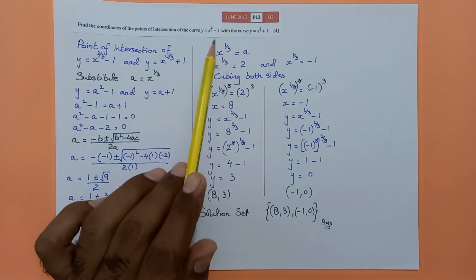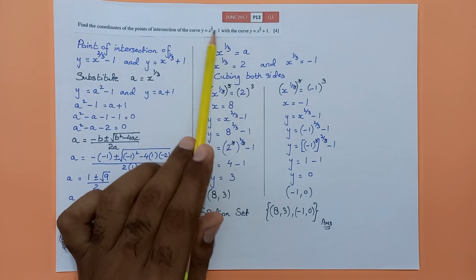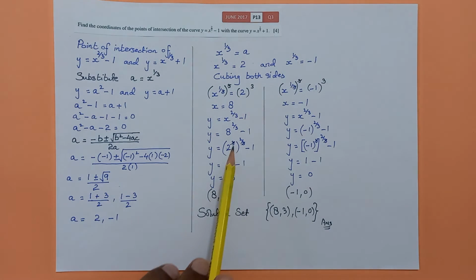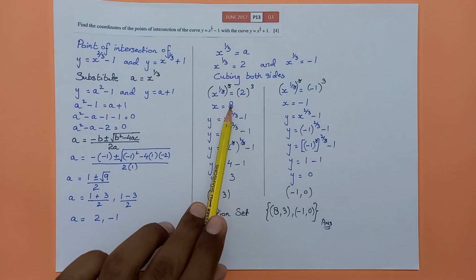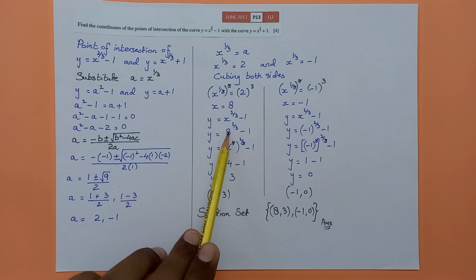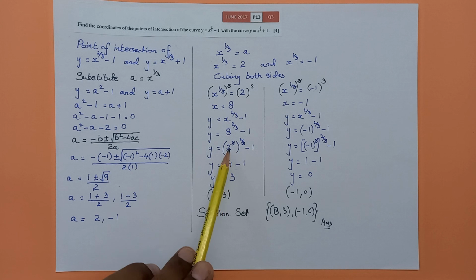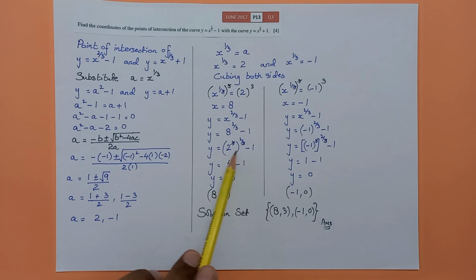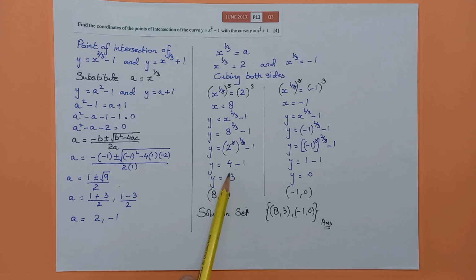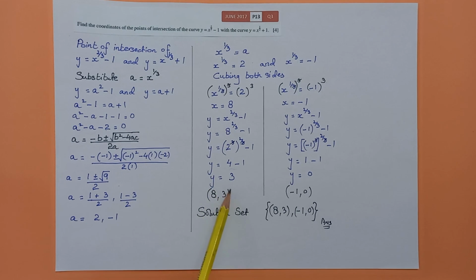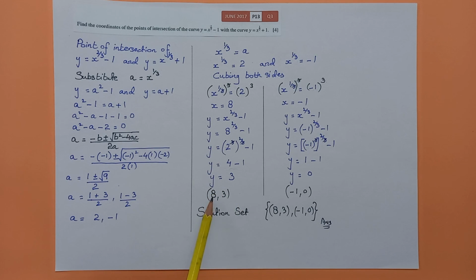If we take the first equation, which was y is equal to x power 2 upon 3 minus 1, instead of x we have written 8 because this was the value. Convert this 8 into 2 cube so that this 3 and 3 could be cancelled out, and then we take this 2 as 2 square, which is 4. 4 minus 1 would be 3. The y coordinate is 3. That means finally, for one point of intersection, we have found the x coordinate is 8 and the y coordinate is 3.